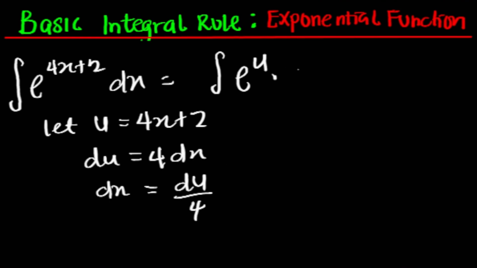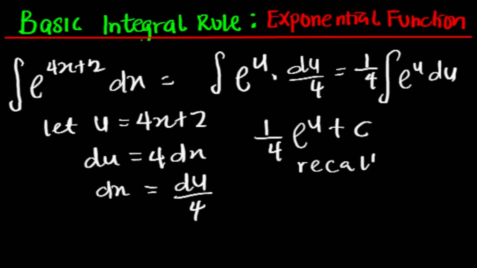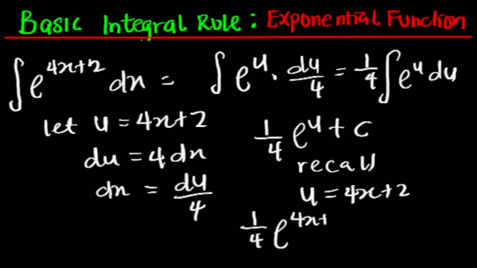So now let's go ahead. We're going to have the du over 4, so I'm going to factorize 1 over 4 out. So I'm going to have 1 over 4 integral of exponential u du. Then this is going to give us 1 over 4 exponential u plus c. Then you can recall that u is 4x plus 2. So I'm going to have 1 over 4 exponential 4x plus 2 plus c.